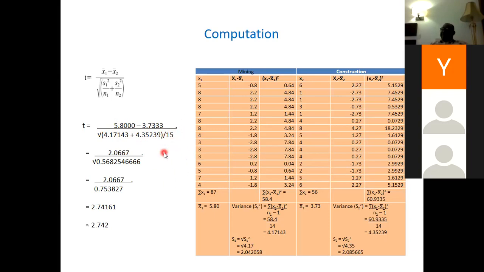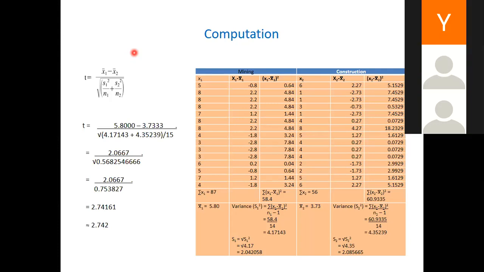And the n. So you get your answer, which is 2.742. If you go and look for the degree of freedom, what is the degree of freedom? The degree of freedom is 28. N minus 1 plus N minus 1, that is N1 minus 1 plus N2 minus 1. Or you say N1 plus N2 minus 2. So 15 plus 15, 30 minus 2, 28. Or 14 plus 14. So the degree of freedom is 28.